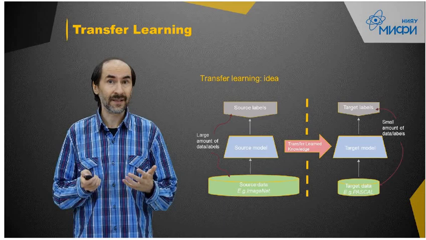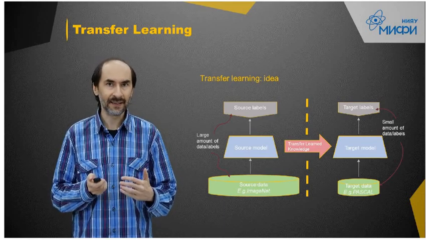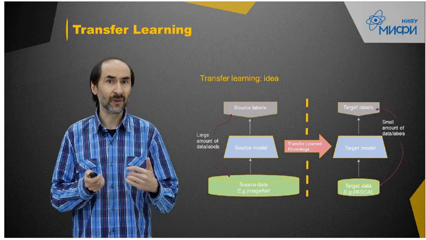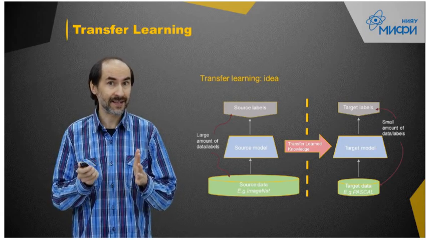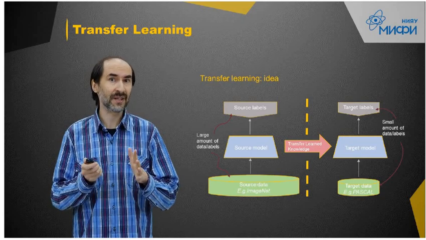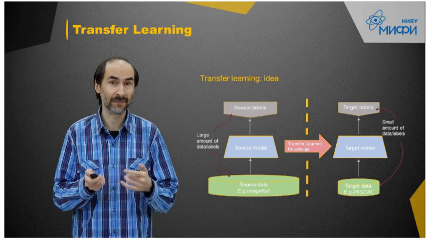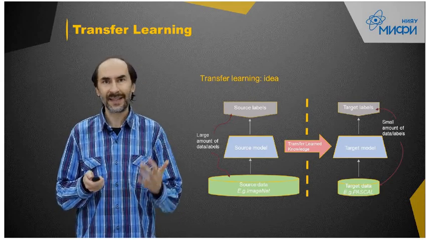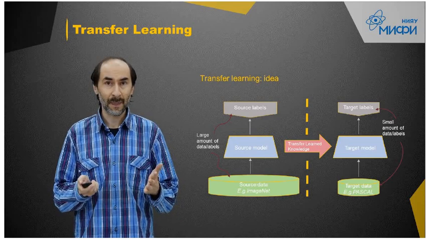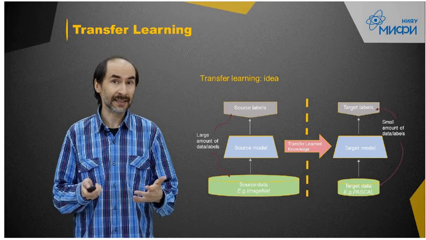So, in transfer learning, we take the first layers of the trained deep neural network to produce the features, and then train some supervised model, for example a shallow multi-layer neural network, to classify them. In practice, it can be implemented as follows. We take the trained deep neural network as is and retrain only its last layers.